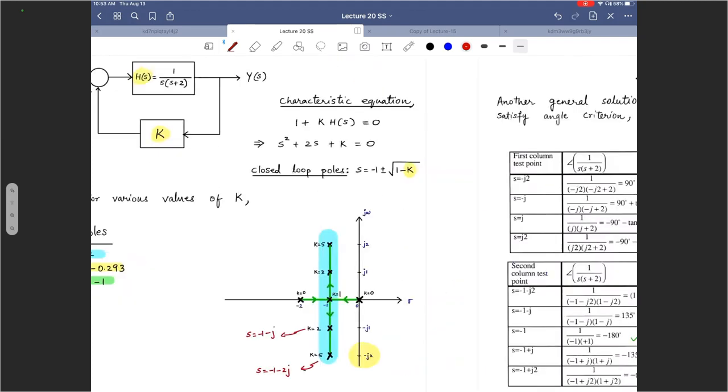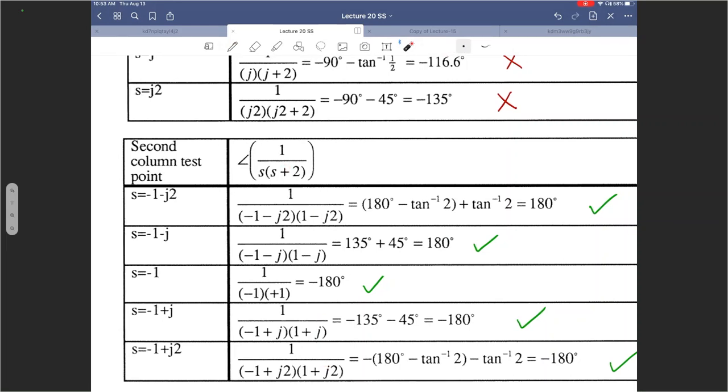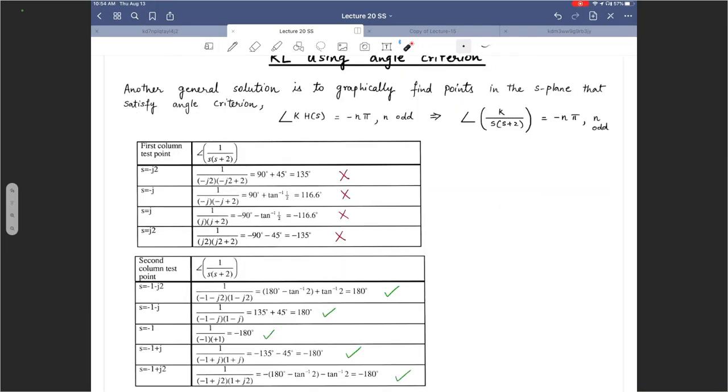I substitute the corresponding values of s in the angle criteria and evaluate the angle. I will see that I get angles 180, 180, -180, -180, -180, odd multiples of pi, right? Negative n pi, when n is 1 or -1, you are getting all of those angles. So that means that these 5 points are satisfying the angle criteria, which means that they should be on the root locus, right?